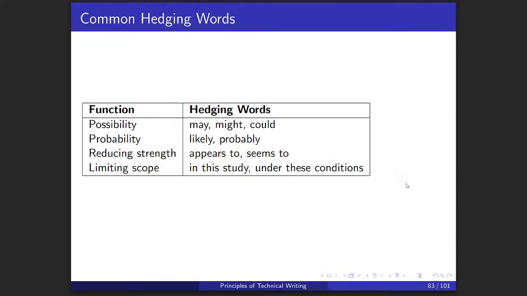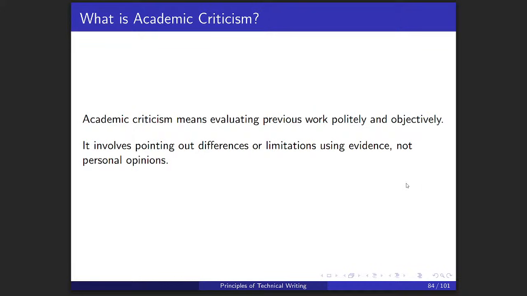Now the next topic is academic criticism. Academic criticism means evaluating previous work politely and objectively. It involves pointing out differences or limitations using evidence, not personal opinions. If you have any grudge against me, don't just make me look bad. Make me look bad using evidence. That is what academic criticism says.